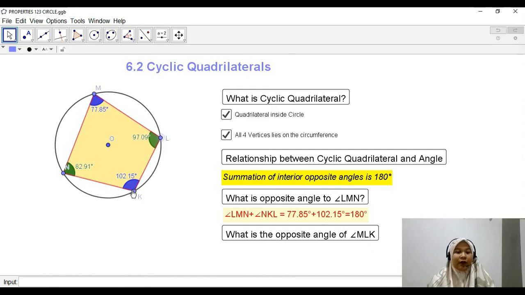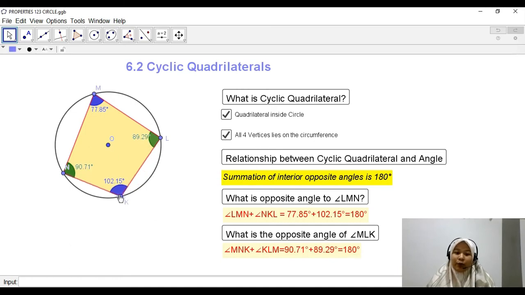Okay, now let me ask you the opposite angle for MLK. The opposite angle for MLK is KNM or MNK. If we sum up both values of the angles, 82.91 plus 97.09, we still get 180. Let's move point K right here. The angles at the vertices L and N are changing, but the summation is still the same, which is 180 degrees. And that is all for cyclic quadrilateral.